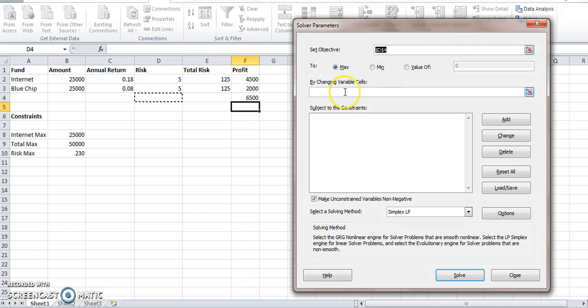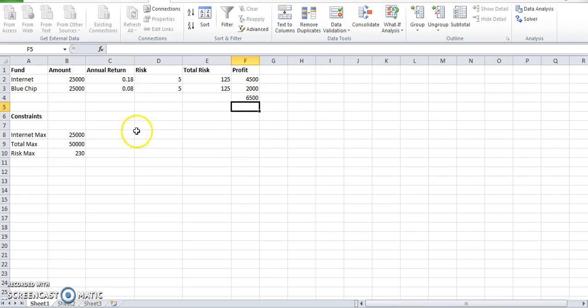This is what we want to do. We want to maximize, so our objective function is right here. What are the changing cells? Well, the amounts we invest, and now we need some constraints, right? So I think there were three. Basically, the total amount has to be less than or equal to 50,000, so I need to add those up. So the total amount right here is equal to this one plus this one, so that gives me the total.